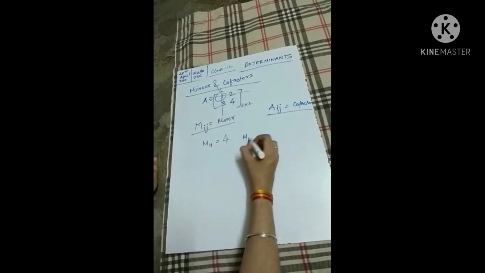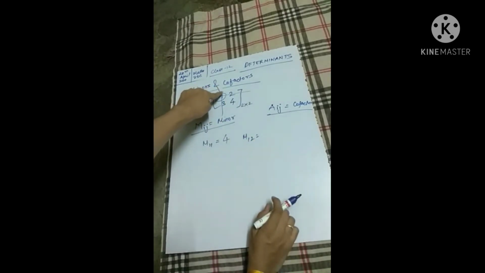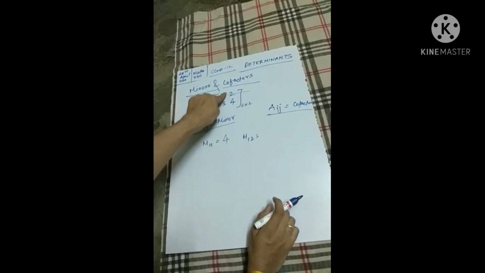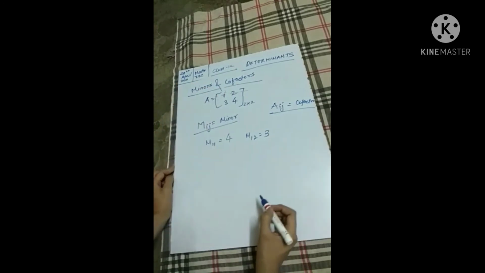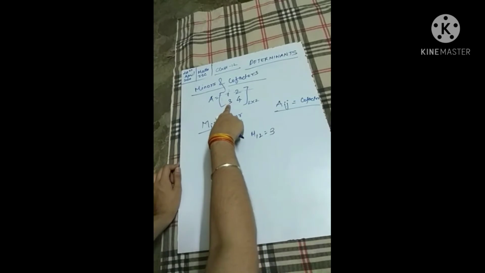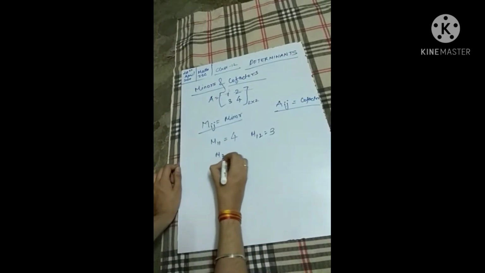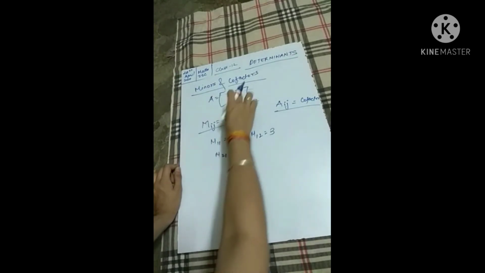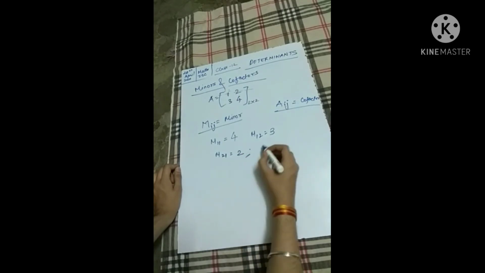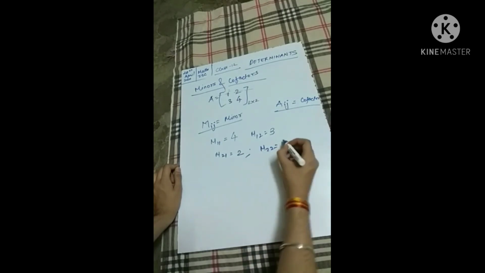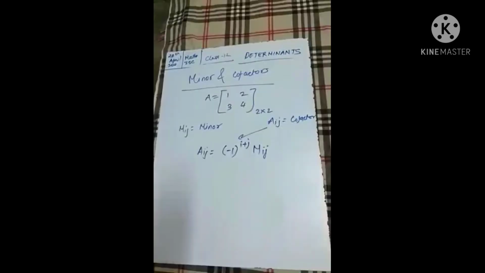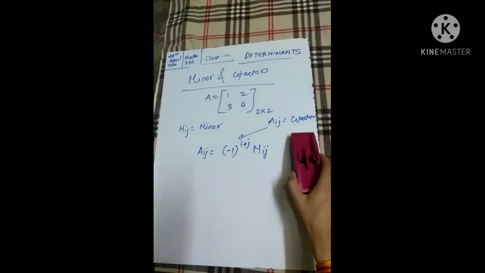What will be M12? If your answer is 3, then you are correct. That means minor is 3. Now for this 3, this is M21. If your answer is 2, then you are correct. Then for M22, 1 is the answer. Now let us understand the concept of the cofactor.